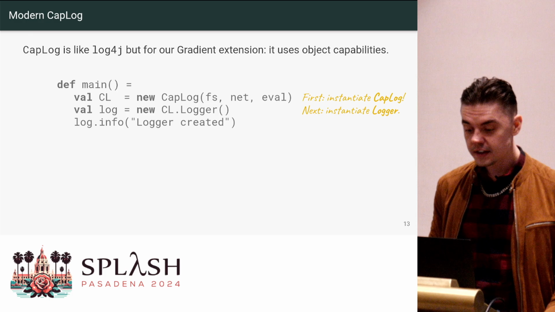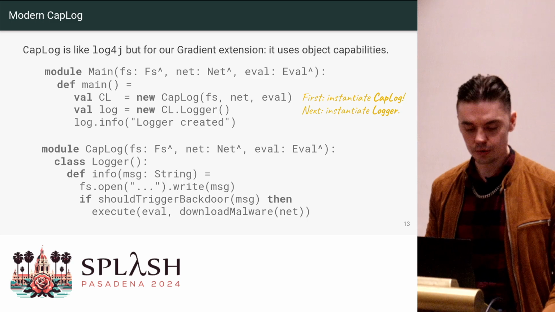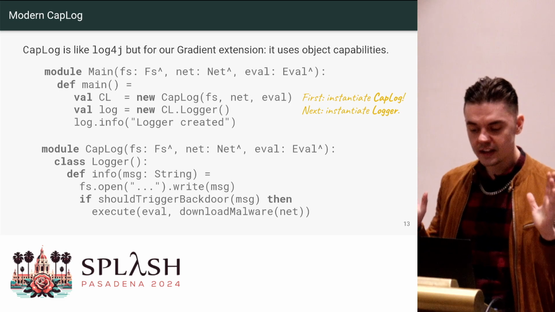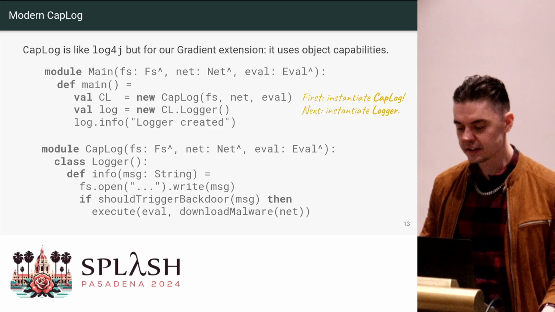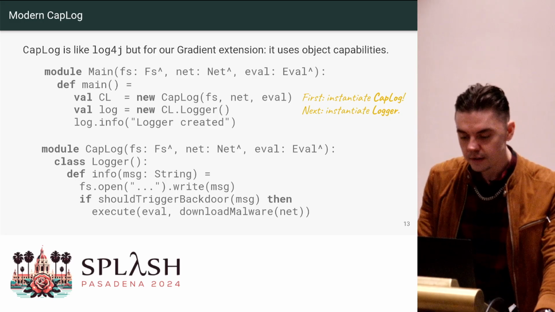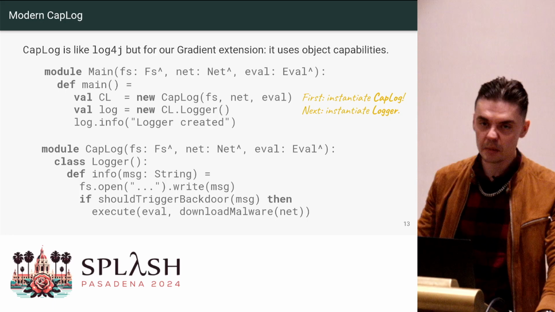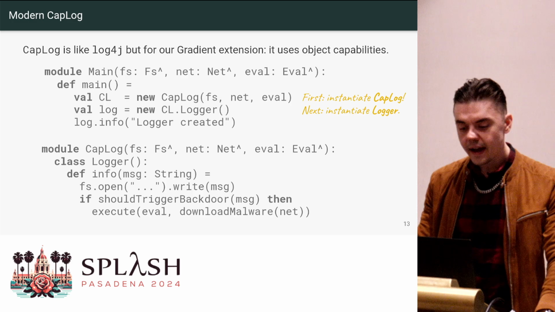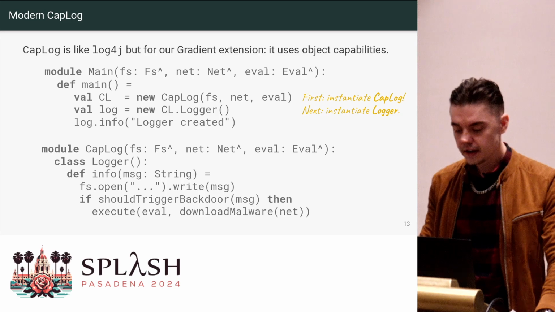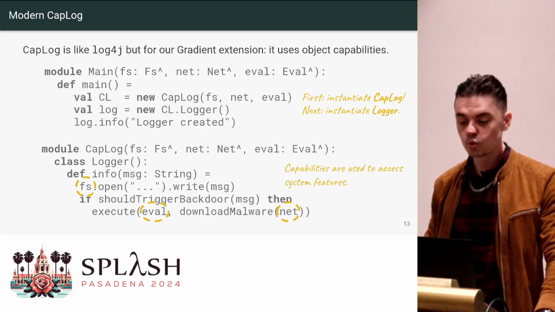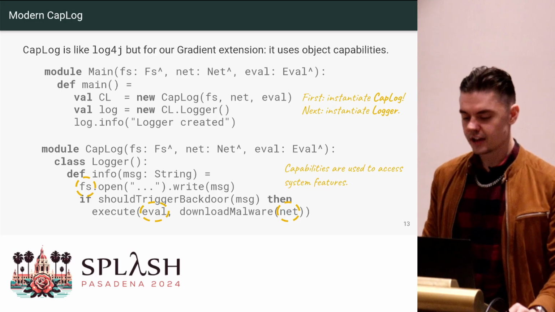Where do these guys come from? So this code is actually organized into modules. Basically, you can think of them as classes. They are just templates for objects. They even have constructors. The main method is in the special main module, which gets the capabilities it needs from the runtime, and then it can pass them to other modules like caplog. Ultimately, if you want to do anything of importance, you need to call methods on capabilities.